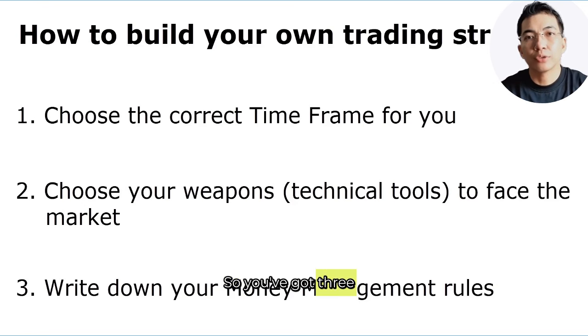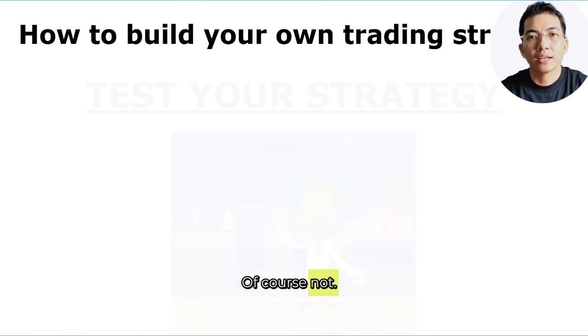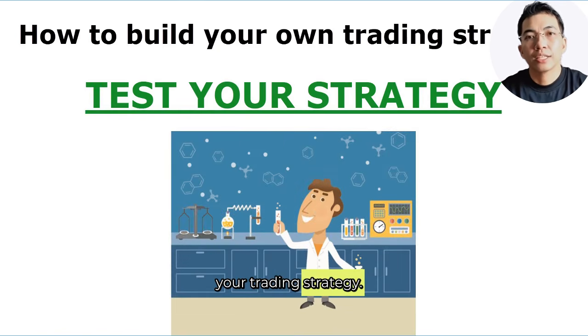So you've got 3 steps to build your own strategy, and honestly, you don't need to be Einstein to come out with a strategy that works. But then how to proceed? Are you going to invest $50,000 on this strategy? Of course not. You need to test your trading strategy.